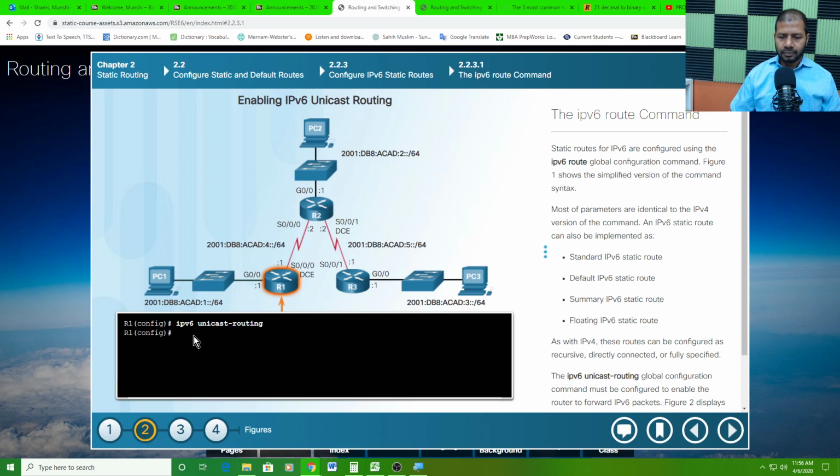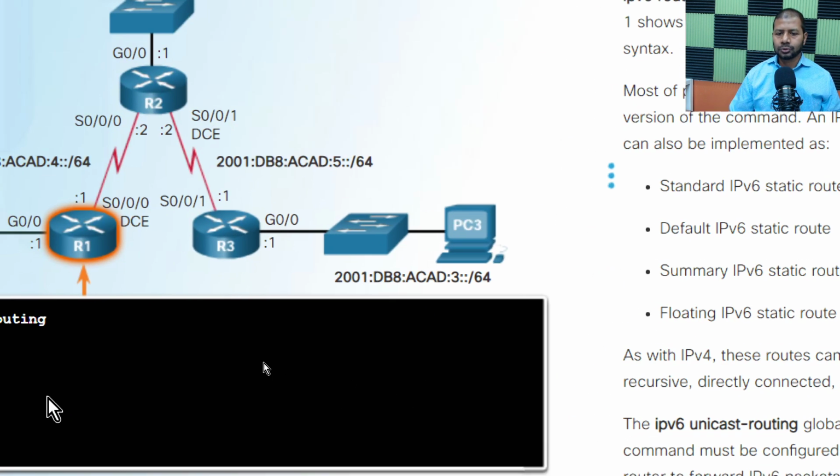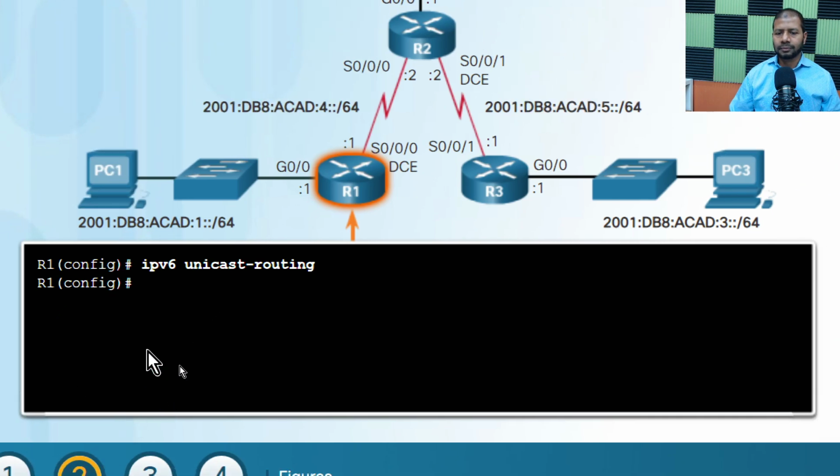But there is one other command that's very important: ipv6 unicast routing, which you use right here in global config mode. This one command you have to use, otherwise IPv6 will not be activated. Your router will not be forwarding or routing IPv6 packets if you did not use this command to begin with. Make sure to use this command if you are using IPv6 addressing and routing.